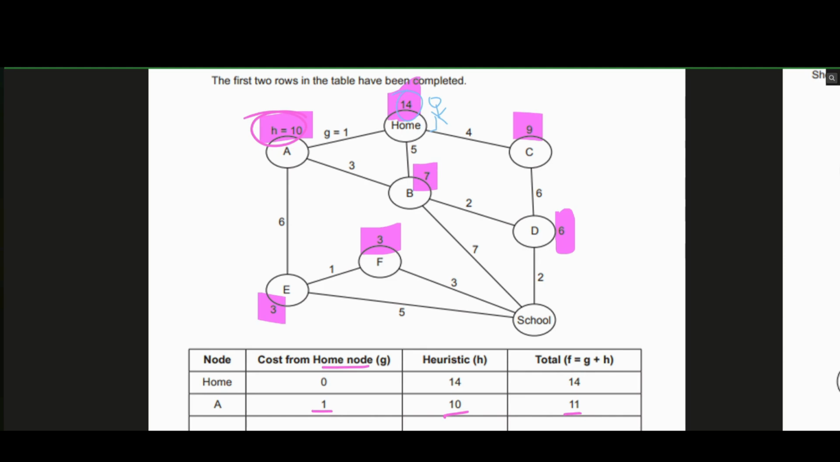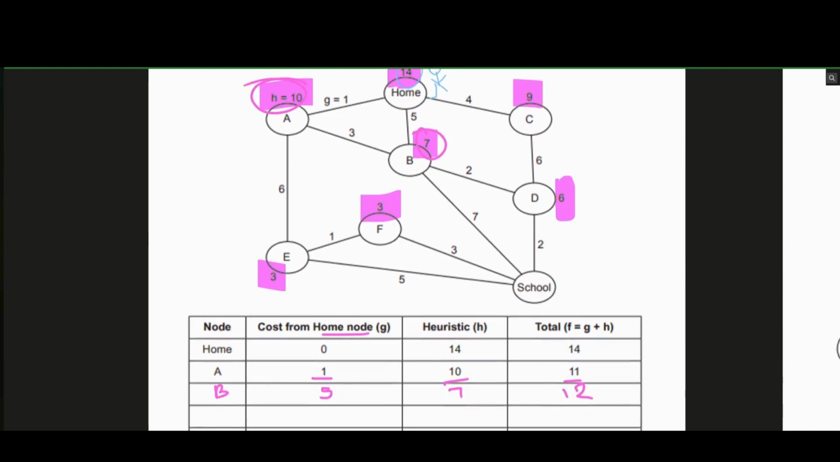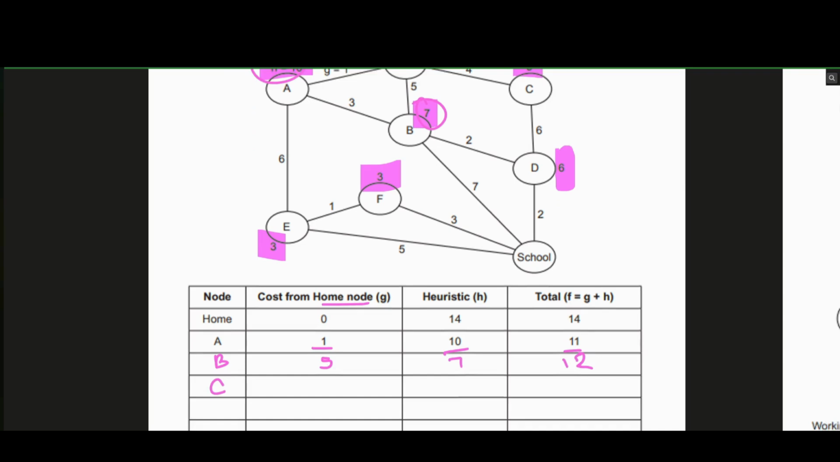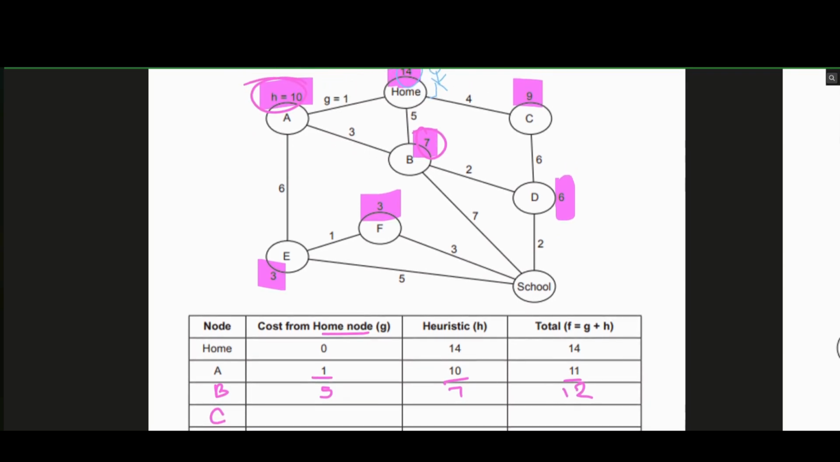Now let's go to B. Home to B, so cost is going to be 5 and heuristic is 7, and I need to add these and I'm going to get 12. Now let's go to C. Home to C is 4, and we have 9, and I will have 13.